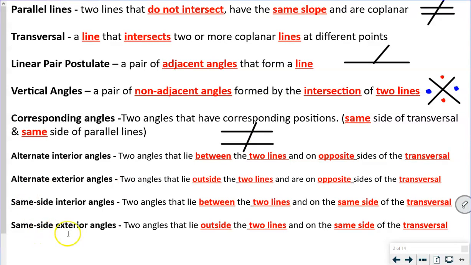And our last one is same side exterior angles. These are two angles that lie outside the two lines that are parallel, right? So outside and on the same side. So notice again, those are not the same angles. One's obtuse, one's acute. And here's another pair of same side exterior angles, okay? And we're going to talk about what all that means a little bit more in just a second, okay?